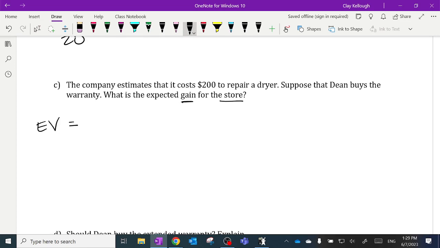So 17 out of 20 times the dryer should not break during the extended warranty, and I get to keep Dean's $100. But it's a loss for me 3 out of every 20 times when Dean's dryer does break down, and I have to go out and make a $200 repair. But remember, I still get to keep Dean's $100. So do you see why that's only a $100 loss? Sorry, my bad. Only a $100 loss. Right? You don't get that money back.